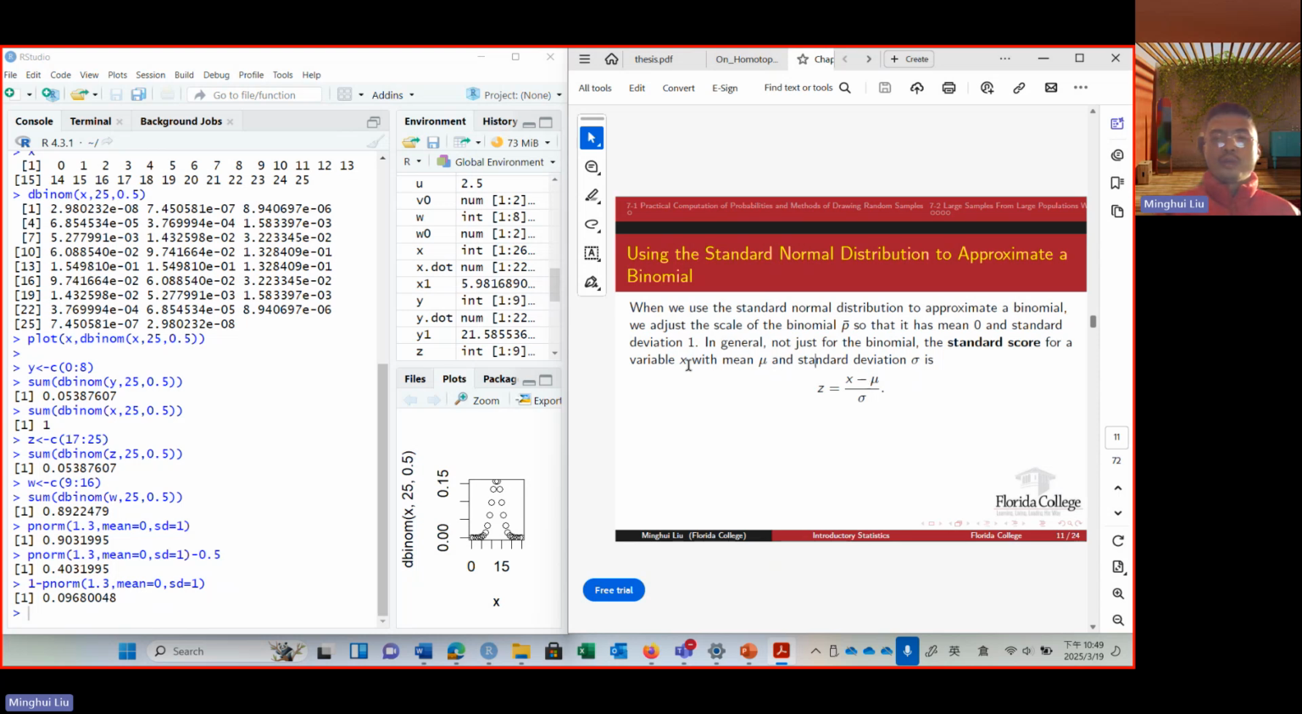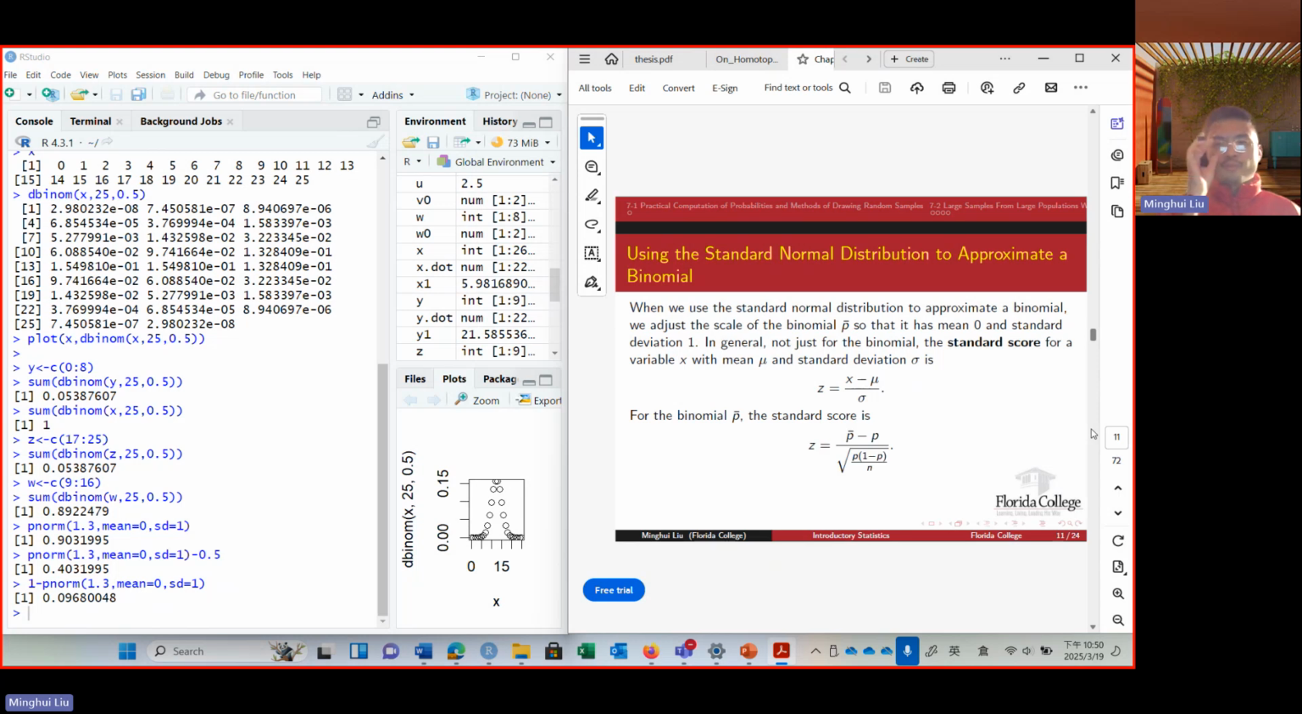Then what we do is we subtract the mean from x, and then we divide the whole thing by sigma. So this will give you the standard score. You can prove that if x follows some kind of normal distribution, not necessarily standard, then its z-score will follow a standard normal distribution.